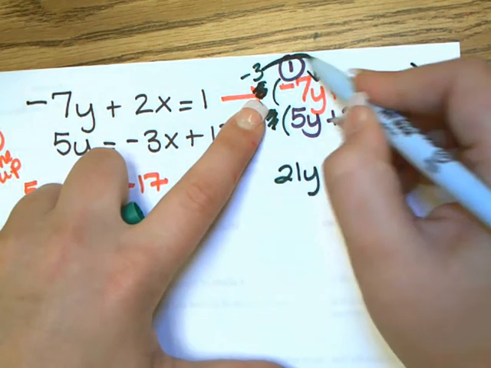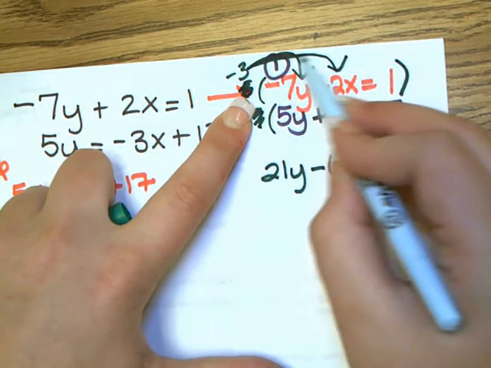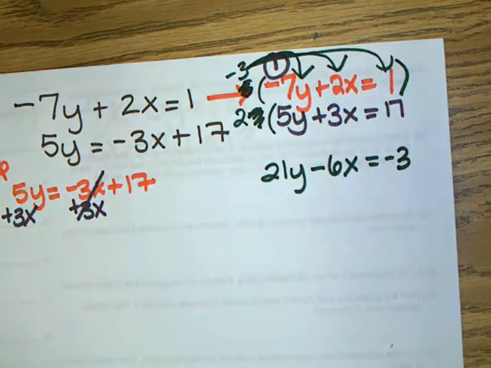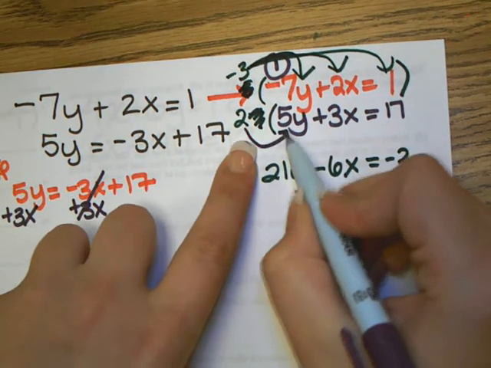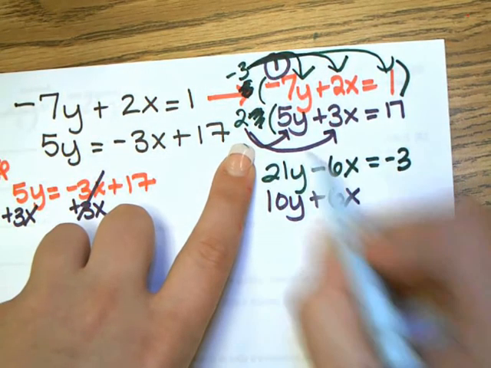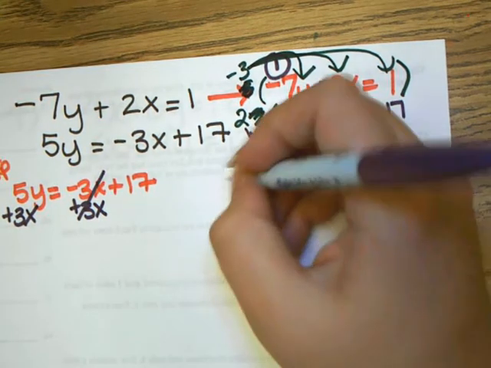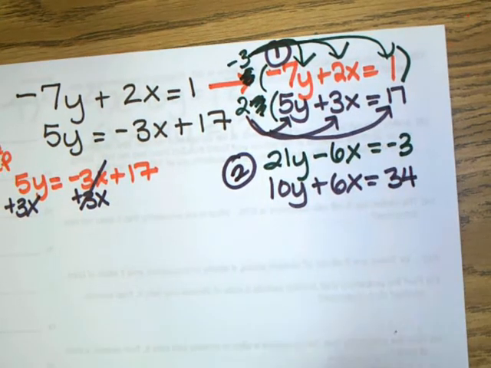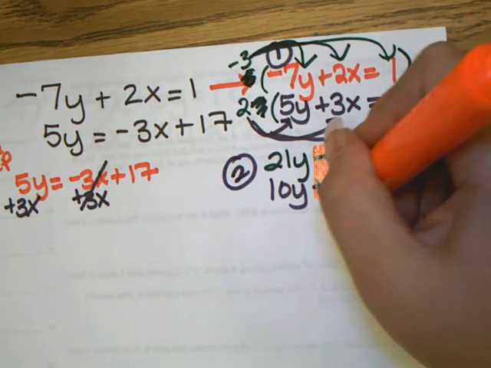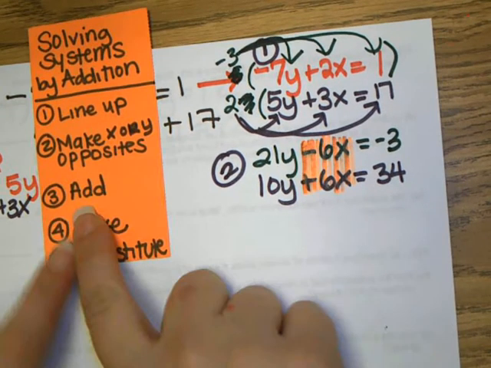So step 2 is I'm going to make opposites. So negative 3 times negative 7y is 21y, and negative 3 times positive 2 is negative 6x. Negative 3 times 1 is negative 3. Now I'm going to do that same thing here. 2 times 5y is 10y, 2 times 3 is 6x, and 2 times 17 is 34. So that was step 2. I have opposites now, right here.